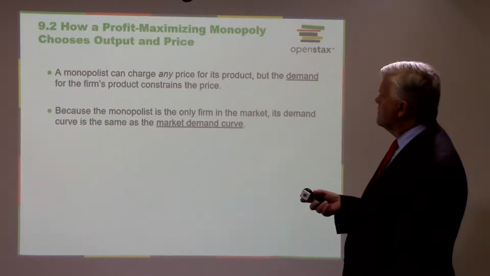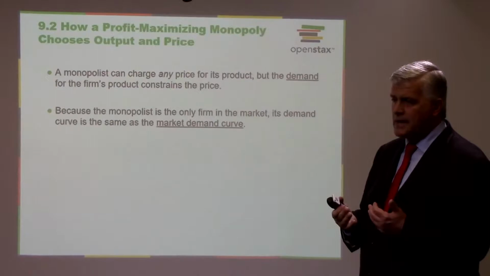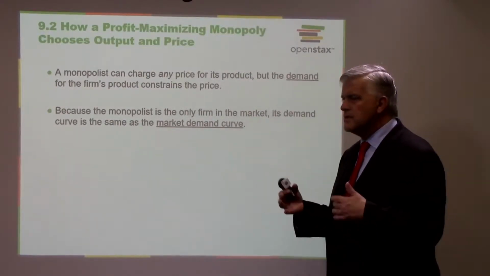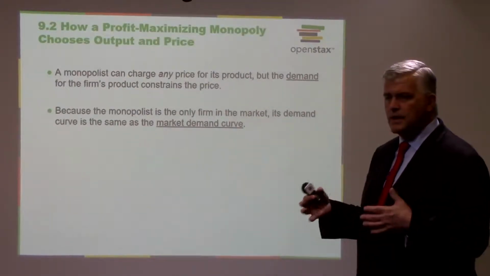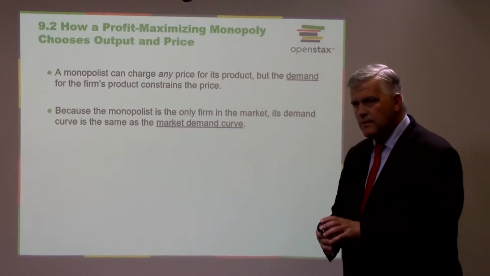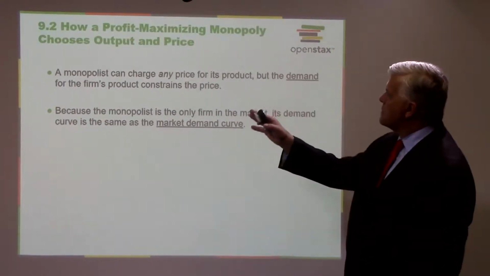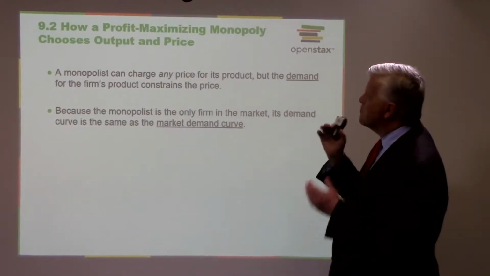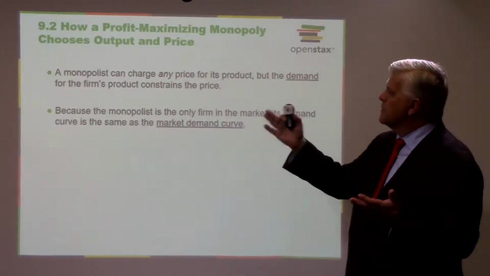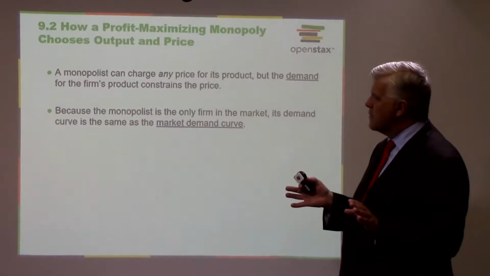Now it turns out, when we take a look at how a monopolist maximizes profits, it's really no different than any other firm. That is, it's still going to set output such that the marginal revenue from the sale of a unit is just equal to the marginal cost of that unit. So a monopolist can charge any price for its product, but the demand for the firm's product constrains that price. So it can't really do just whatever it wants.